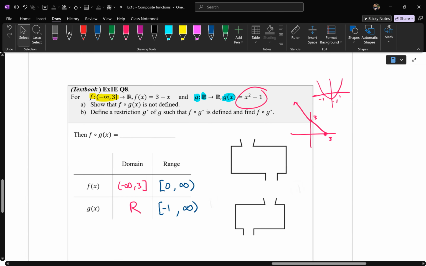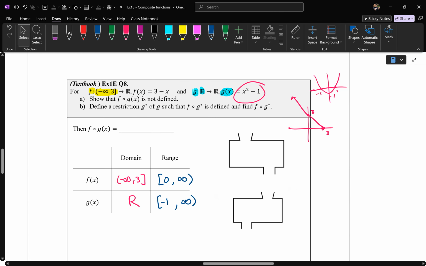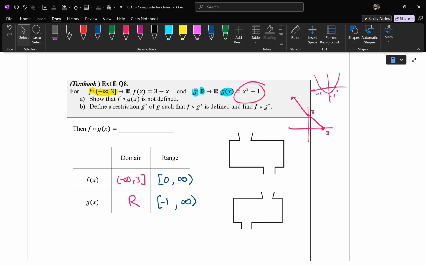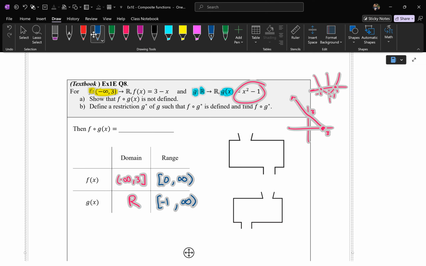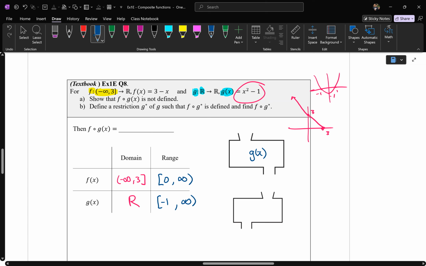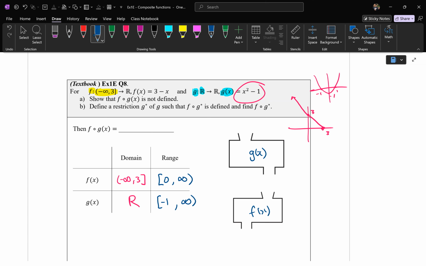Okay? Now, what are they asking you to do? They want you to figure out f of g of x. That means you're taking g of x and putting it into f of x. g of x occurs first, before f of x. So if I take x squared minus 1 and put it into my linear equation, I should get 3 minus (x squared minus 1).